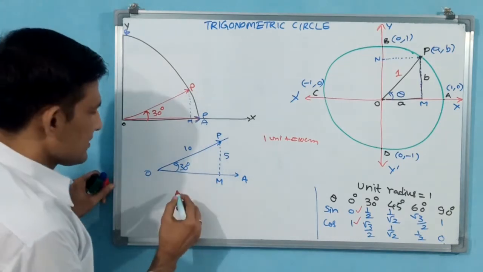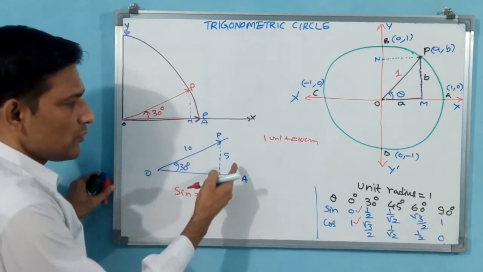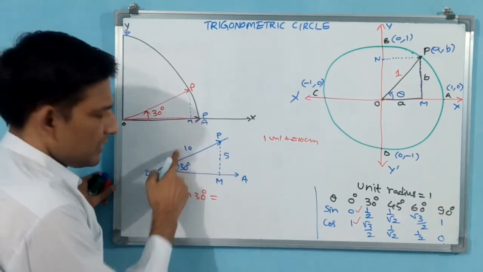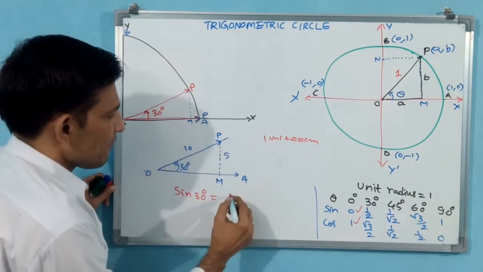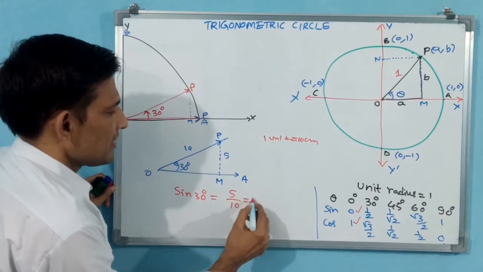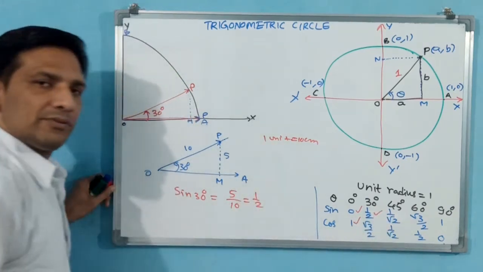Then you write again sin 30. Sin 30 degrees is equal to opposite side by hypotenuse. Opposite side, how much? MP, 5 centimeters. By hypotenuse, how much? 10 centimeters. It is going to become 1 by 2. See, 1 by 2. You understand?